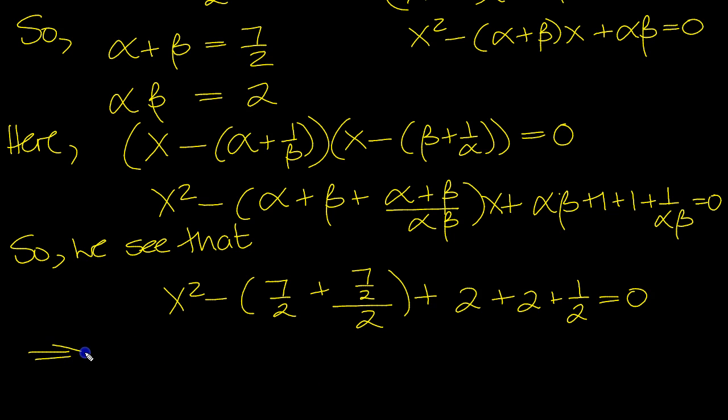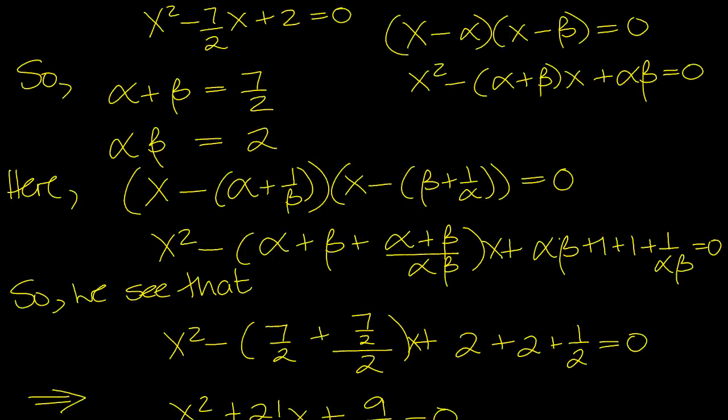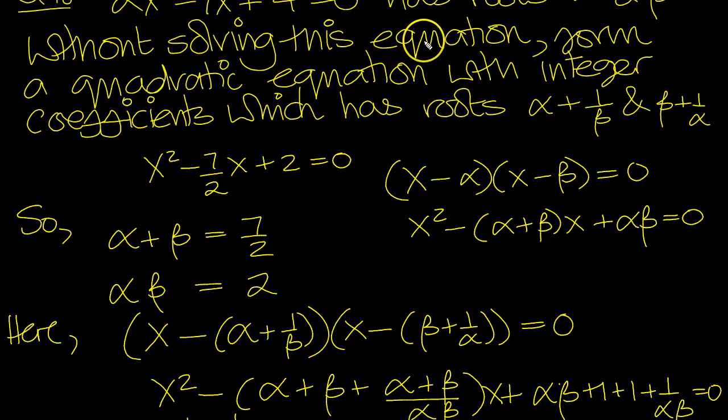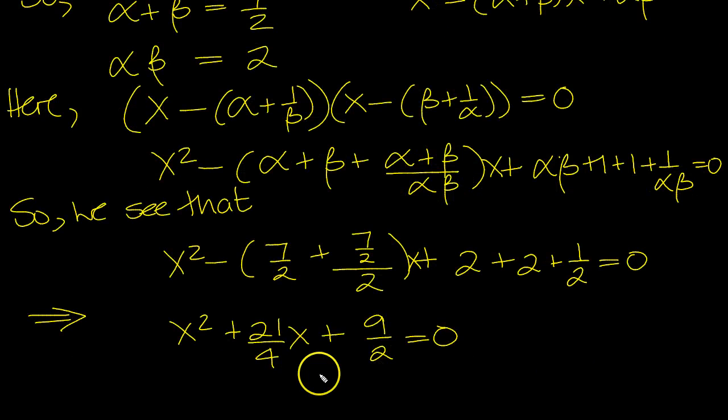So that tells us then that x squared, this is 7 over 4, plus 7 over 2, this is 14 over 4, plus 7 over 4. 14 plus 7 is 21 over 4. Lots of x. There's an x in here, which I keep missing. Plus 4.5, 9 over 2. Equals 0. So what does the question ask for? Without solving this equation, form a quadratic equation with integer coefficients which has these roots, which is what we've done.